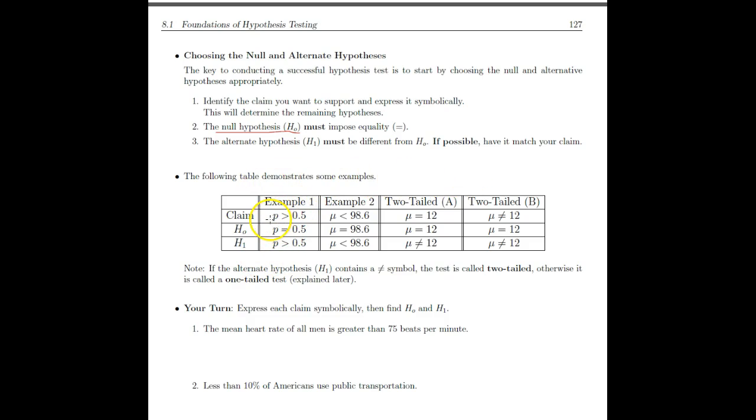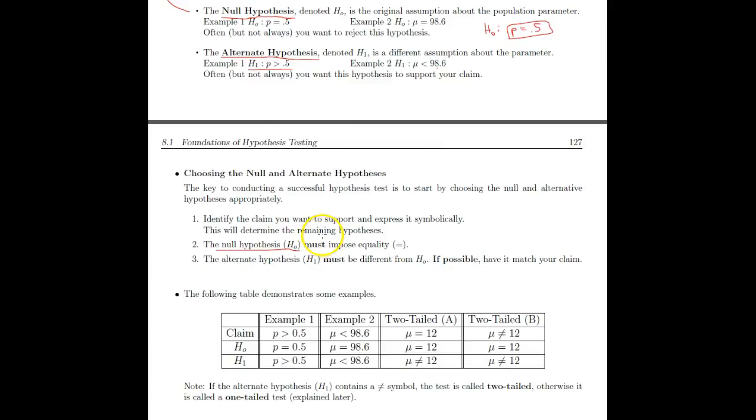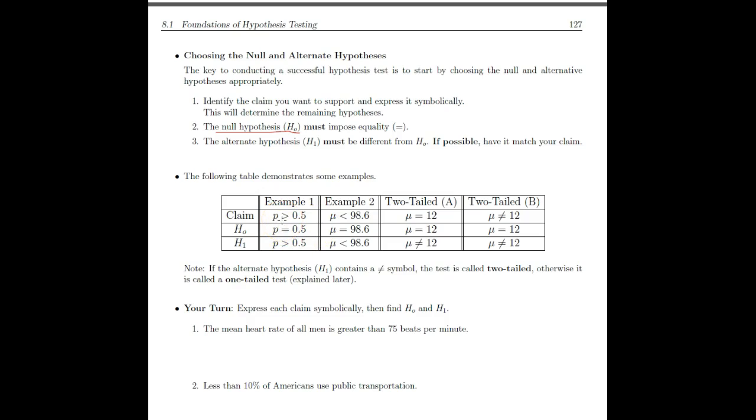In example 1, we had a claim that most people, what did it say? It said we want to claim that most commuters use cell phones when they drive. So the claim, most people use cell phones when they drive, put in symbolic terms, is that P is greater than 0.5. And we said that the null hypothesis must impose equality, so for the null hypothesis we're going to say that P equals 0.5. And then the alternate hypothesis must be different, and if possible, have it match your claim, which we can, because P is greater than 0.5 is different from P equals 0.5, and it does match our claim.